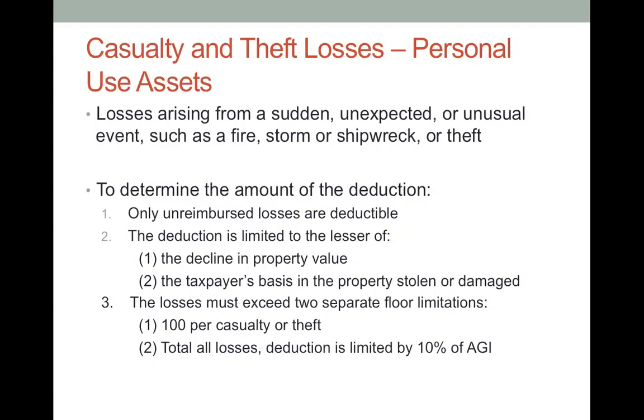All right, so the next type of itemized deduction is casualty and theft losses on personal assets. This is directly from your textbook: losses arising from a sudden, unexpected, or unusual event, such as a fire, storm, or shipwreck, or if something is stolen from you. You can take a deduction for that. Okay, the deduction is going to be an itemized deduction, and it's going to be limited.